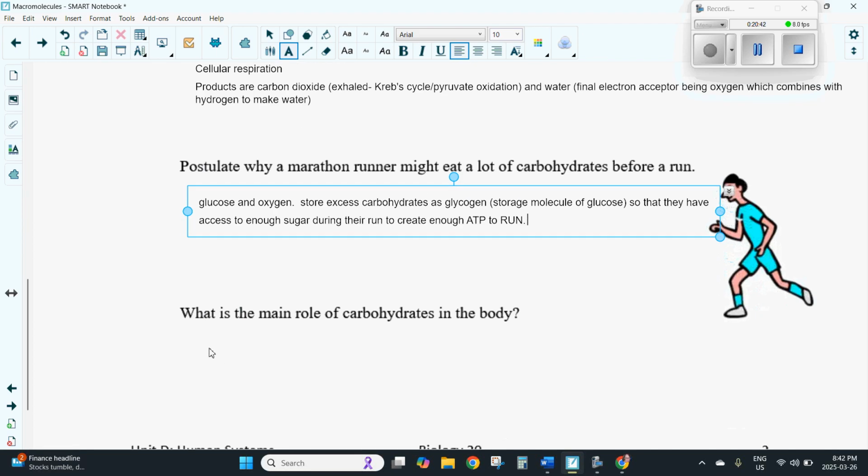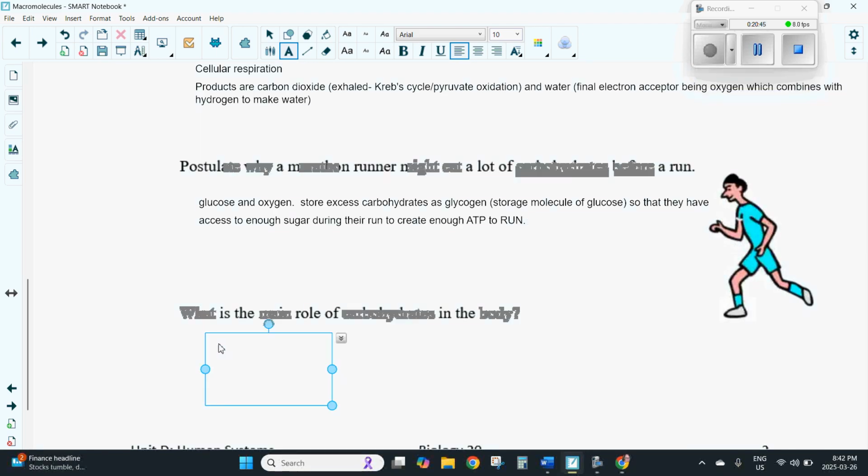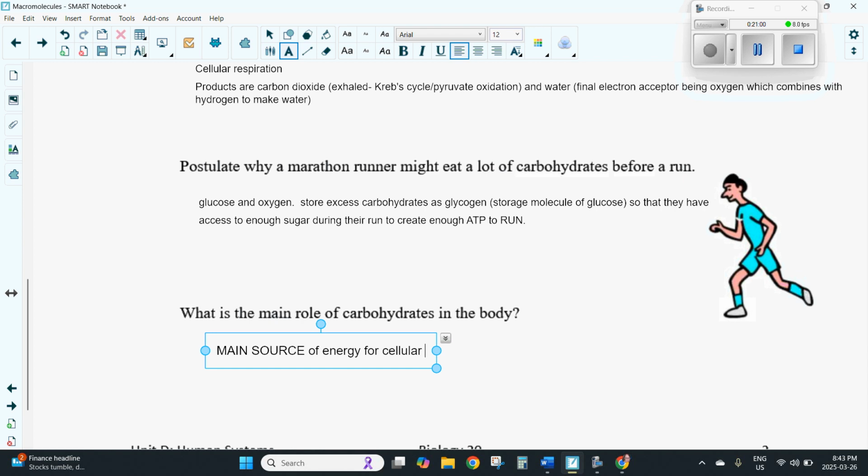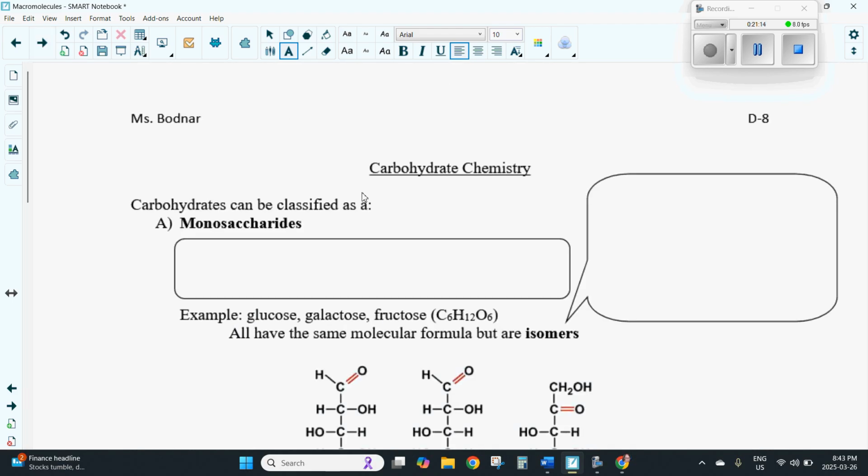And then it says here, what is the main role of carbohydrates in the body? Well, we know it to be the main source of energy for cellular respiration. Everything is going to be tying back to cellular respiration. Carbohydrates are a must. That sugar is representing a carbohydrate. So, what are some examples of carbohydrates?